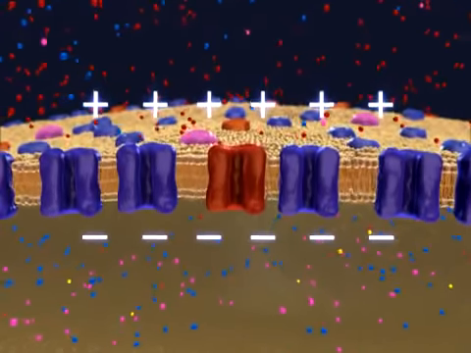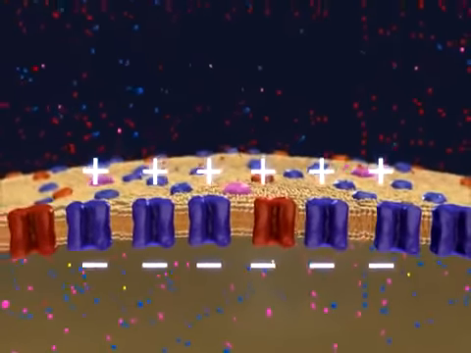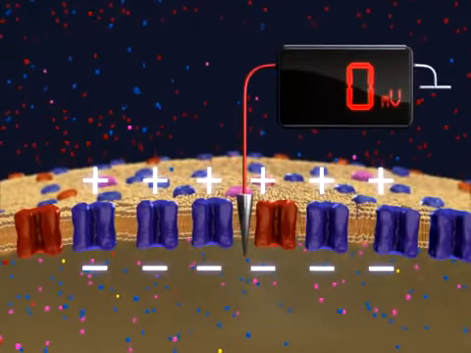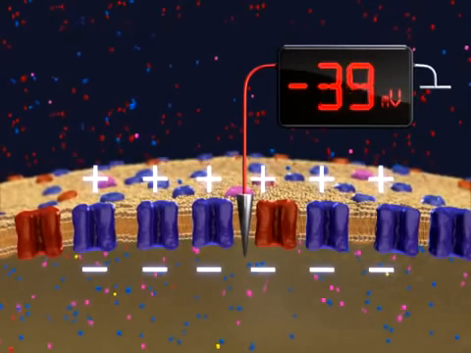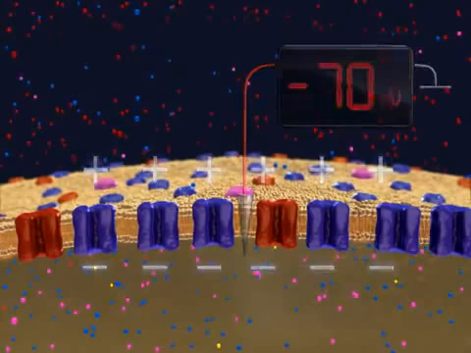This partitioning of charge creates a voltage difference across the membrane known as the resting membrane potential, which can be measured using a voltmeter. On average, an intracellular electrode records a value of minus 70 millivolts.